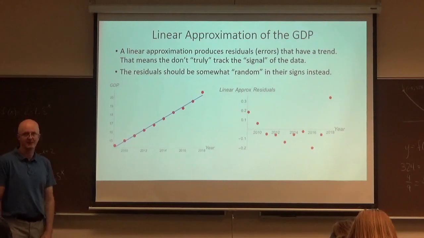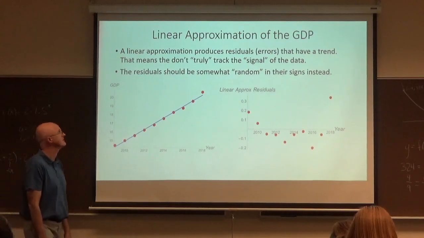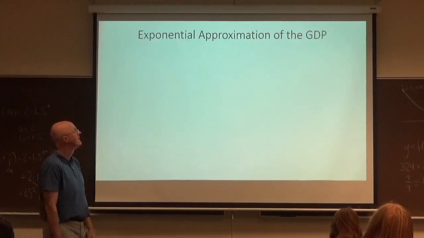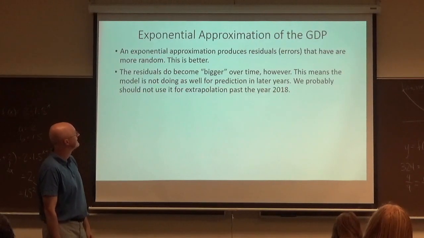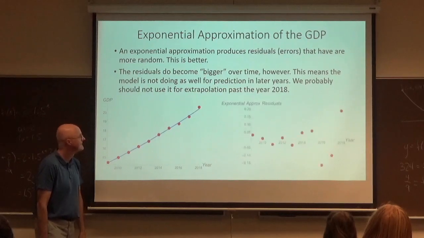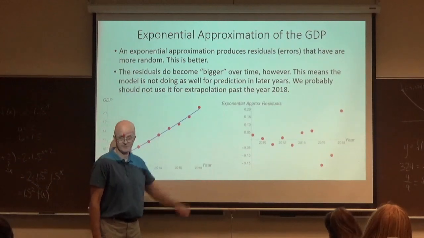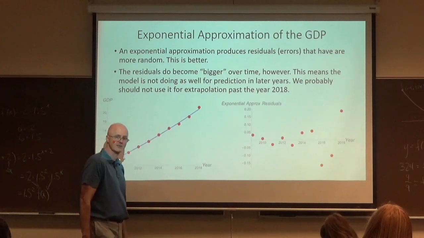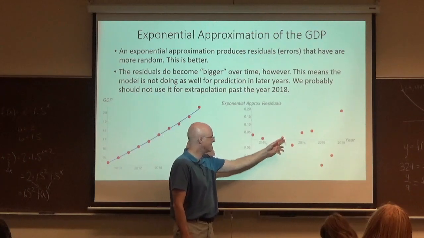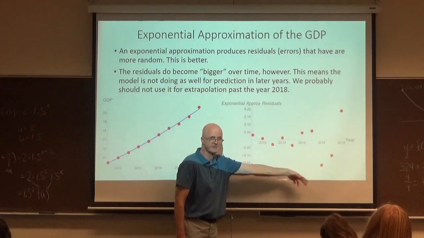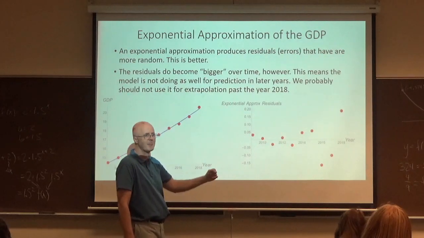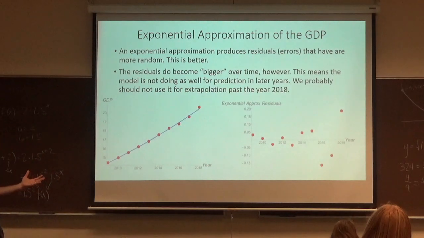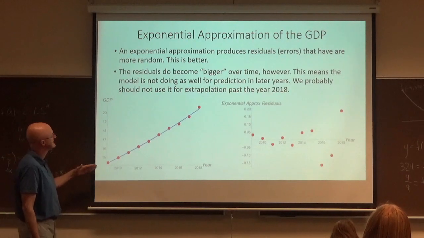They should be random for it to be the true capturing of the trend of the data. For an exponential, the residuals are more random, positively and negatively. Two positives, then a negative, then a positive, then a negative, then two positives, then two negatives, then a positive. Seem basically more random than these errors.